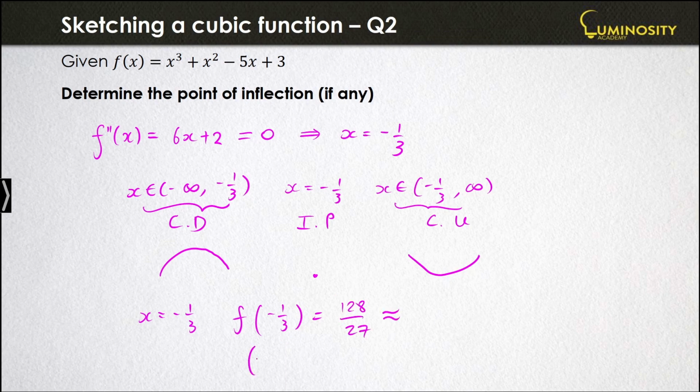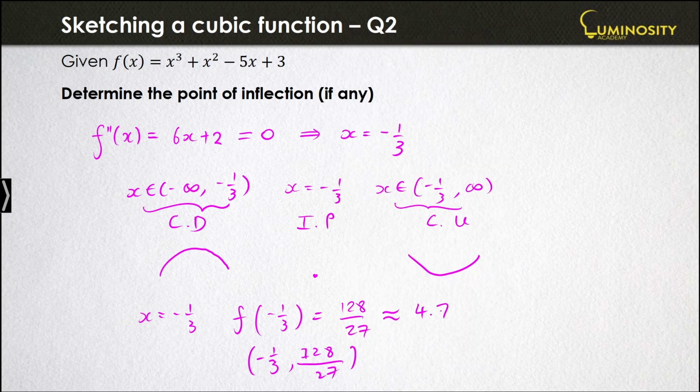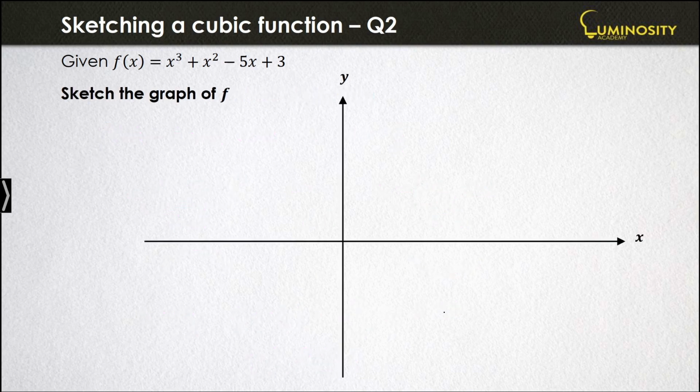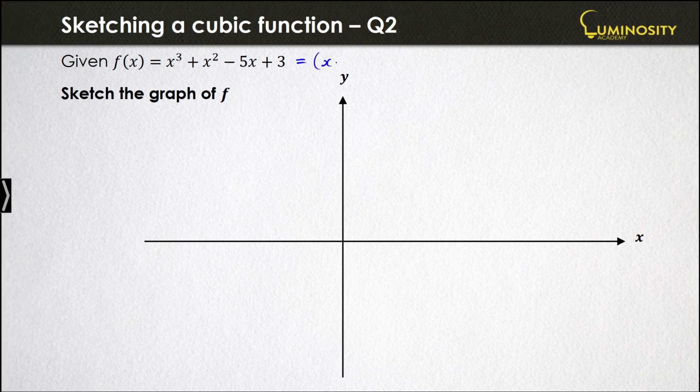Okay, so we'll find what that is approximately, but coordinate-wise, it's negative 1/3, comma 128 over 27. So that is about 4.74. And lastly, we need to sketch the graph of this function. First of all, let's recall in factorized form, it was x minus 1 all squared times x plus 3. So our x-intercepts were at (1, 0) and (negative 3, 0). Then we saw that there was a y-intercept at (0, 3). Okay, so those are the intercepts out of the way.